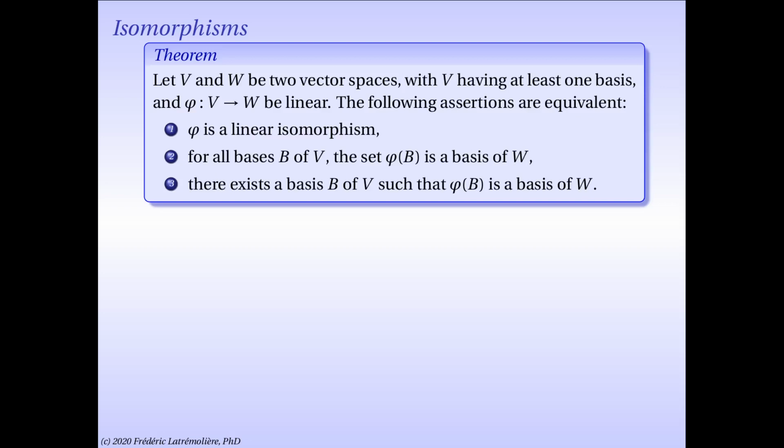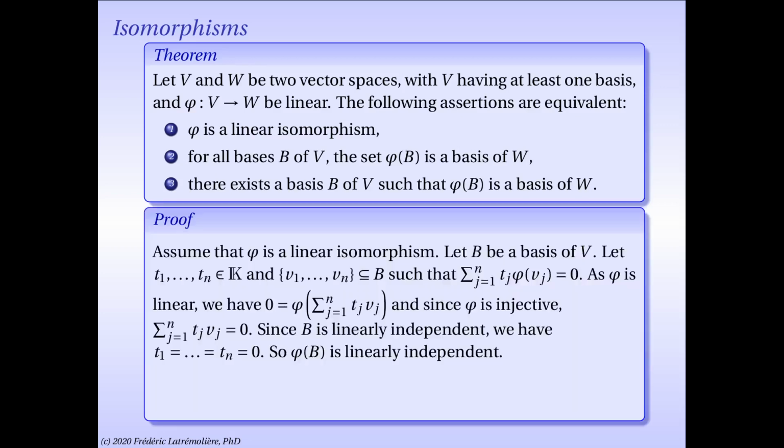1, phi is a linear isomorphism, so it's linear and bijective. 2, for all possible bases B of V, the set phi of B is also a basis of W. And 3, there exists a basis of V whose image in W by phi is also a basis. So let's prove our result.